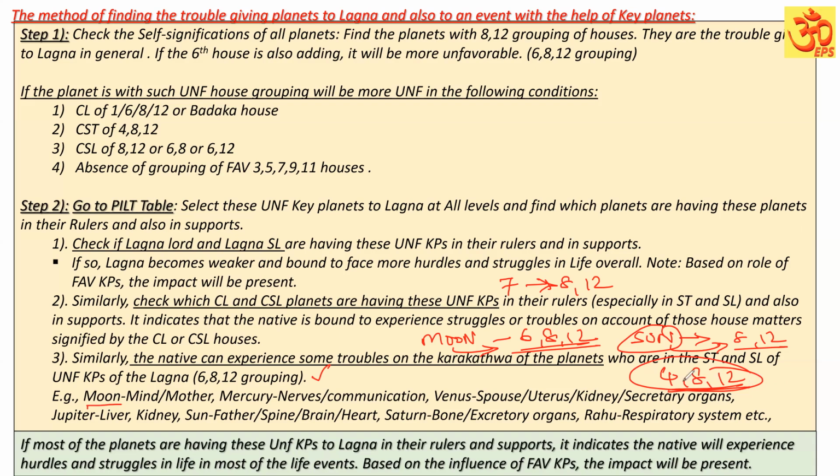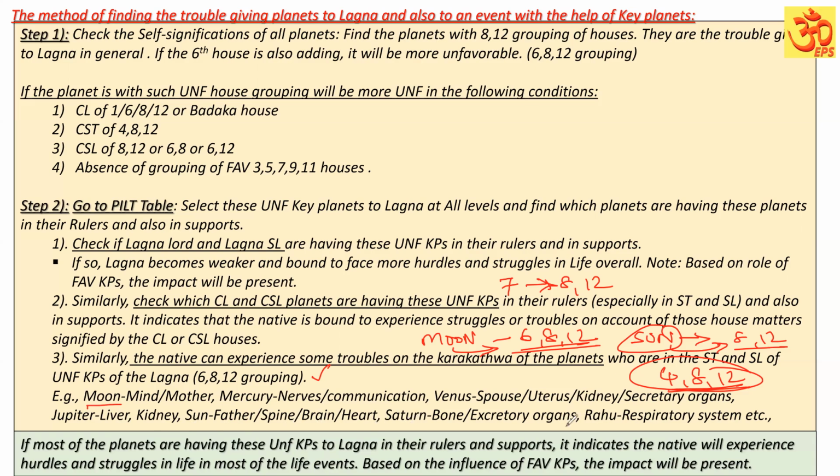So suppose Venus has 6, 8, 12 or 4, 8, 12, then Venus Karagatva will face some obstacles. Suppose it is governing the uterus, kidney, secretory organ functions; that Venus Karagatva indicates this area can get some sort of defects, some sort of malfunctions. Jupiter: liver, kidney. And Sun: father, spine, brain, heart.